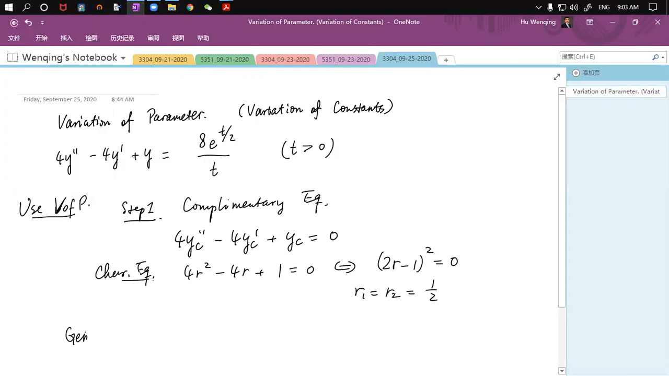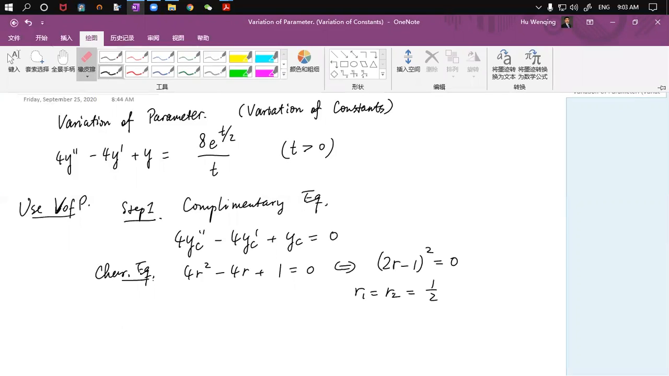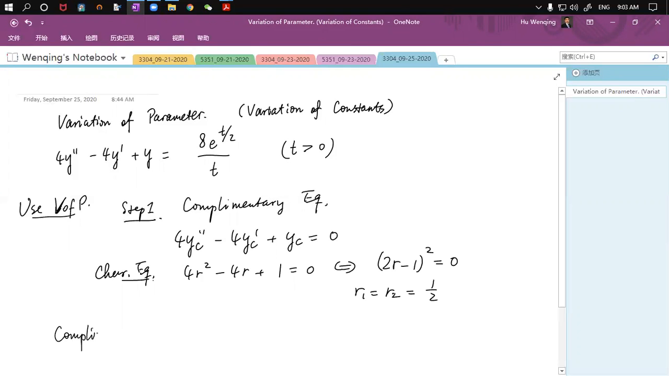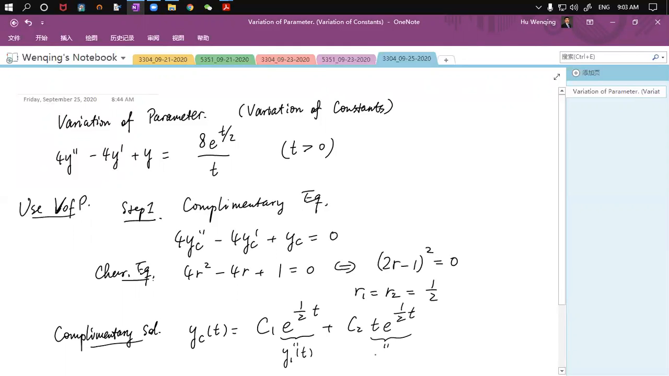Therefore, the general solution of the complementary equation, which we call the complementary solution, takes the form yc of t is c1 e to the power 1/2 of t plus c2 t times e to the power 1/2 of t, because the two roots are the same, so you multiply by t. One of them is going to serve as your y1 of t, the other as your y2 of t.